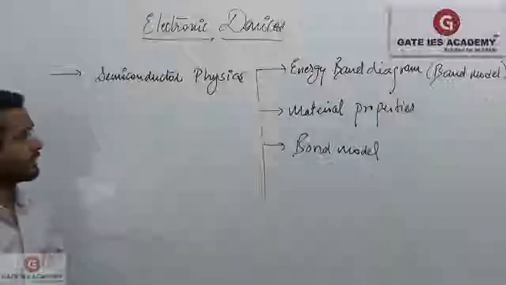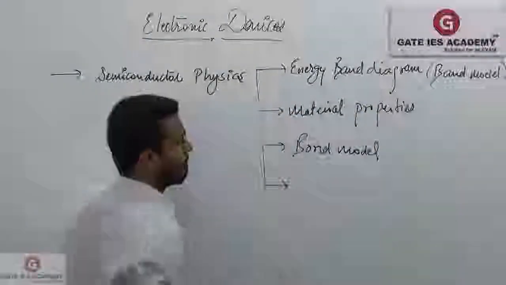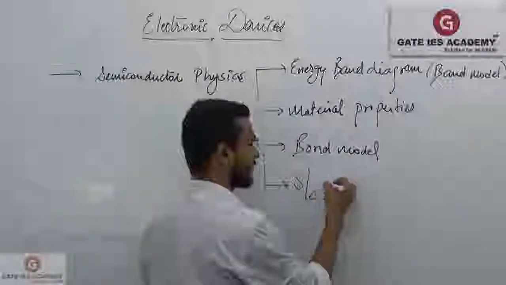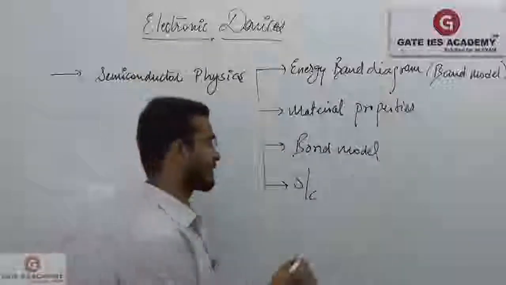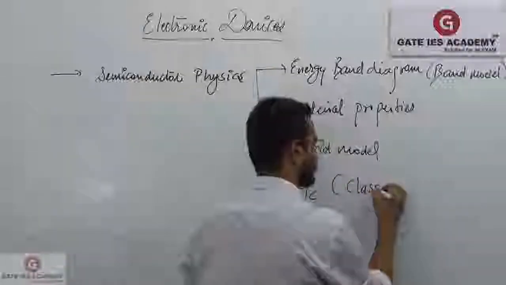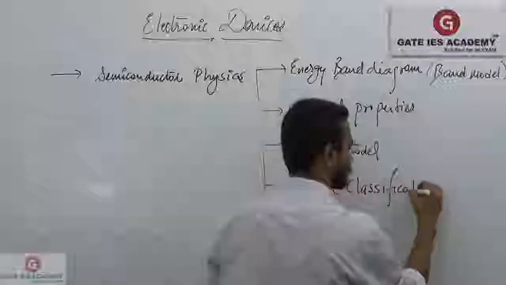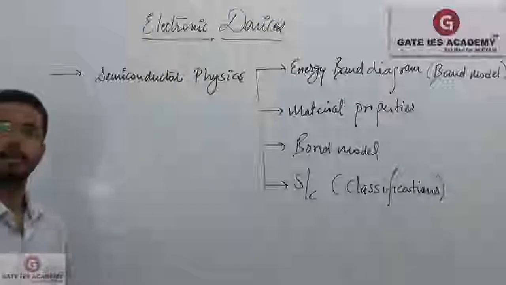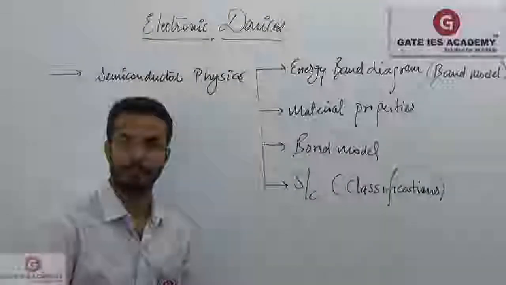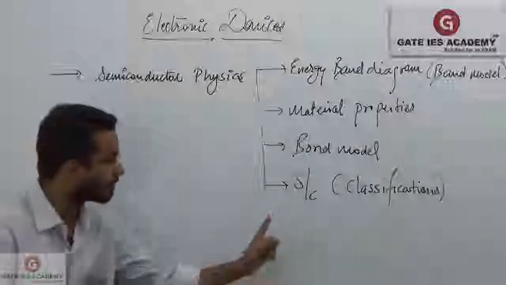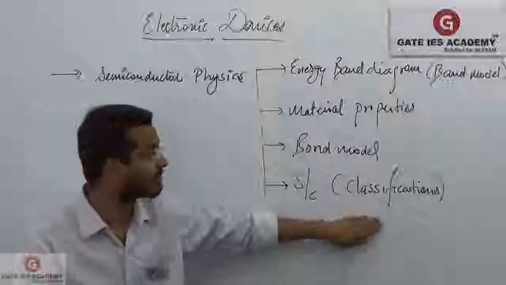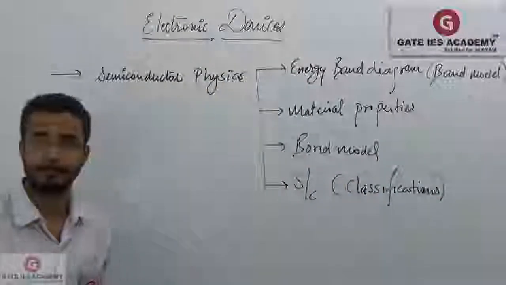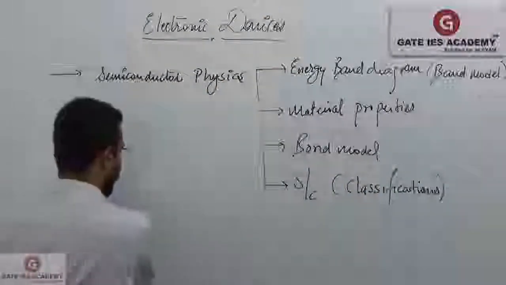In the material properties, the bond model is studied. Then we will study semiconductors and the types of semiconductors, that means the classification. Classification of semiconductors is my next point of interest. Once you are familiar with the types of semiconductors as well as the energy band diagram corresponding to each semiconductor, this part will be over from my side.